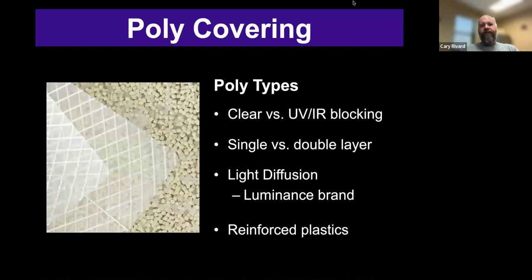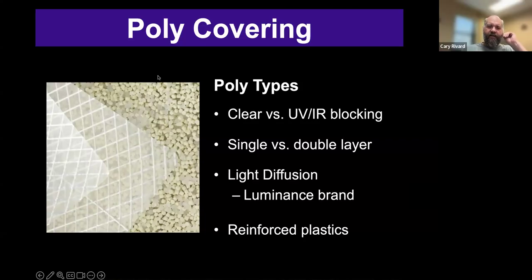So once you've decided on a frame type, you're going to have to think about how you're going to cover it, right? And there are more and more different types of polys out there. Typically for a high tunnel, we're going to use regular 6 mil clear poly. There is a difference between clear and IR blocking, which is what we utilize mainly for greenhouse production. It's going to be a little more expensive for IR AC plastic, and it's not really something you need in a high tunnel. So most folks would just recommend using the clear 6 mil poly.